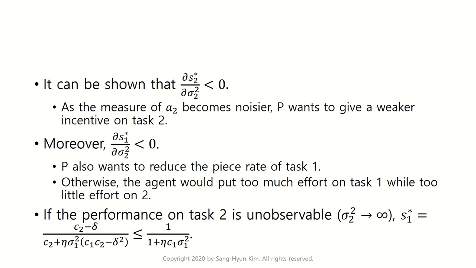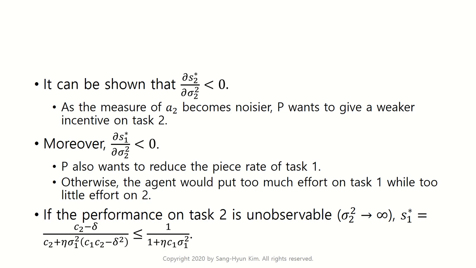And at the third bullet point, it says basically the same thing. If the performance on task 2 is unobservable, which means sigma 2 squared goes to infinity, then S1 star looks like this: (C2 minus delta) over (C2 plus eta times sigma 1 squared times (C1 C2 minus delta squared)), and that is smaller than 1 over (1 plus eta times C1 times sigma 1 squared), which is the optimal piece rate, the optimal incentive in the basic principal-agent model. Okay? So that means basically the same thing. So you want to reduce the incentive on task 1 as well.